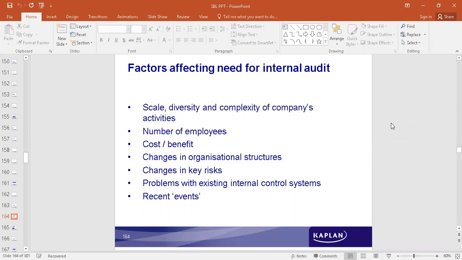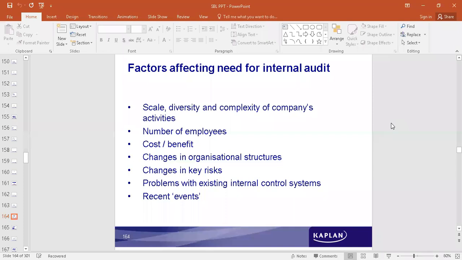So let's say if the cost is high and the benefits are very minimal, there's no point having an internal audit function in the organization, because the benefits are not much. So it's better that they do not have an internal audit function at the organization level. But there are many changes in organizational structures. Maybe at that point of time, internal audit is required. If there are any changes in key risks, or if there are problems with existing internal control systems, then in that case, the internal audit function will support the control system.